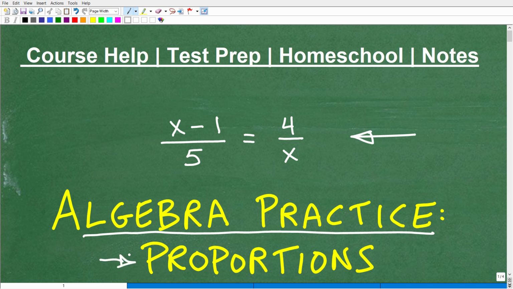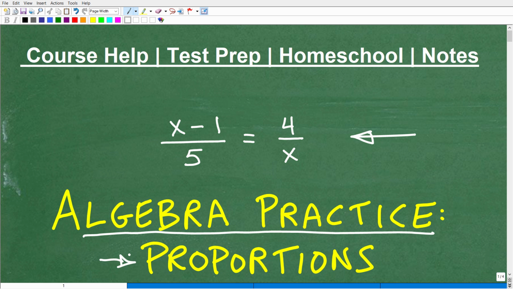So let me ask you, what is a proportion? Now, probably most of you out there have a good sense of what that word means, but if we had to more precisely define it, what would be your definition? Put that into the comment section. Of course, if you can define it in a mathematical sense, that's even better.